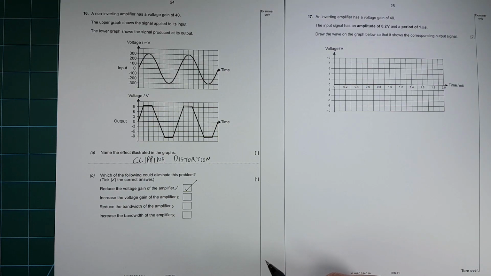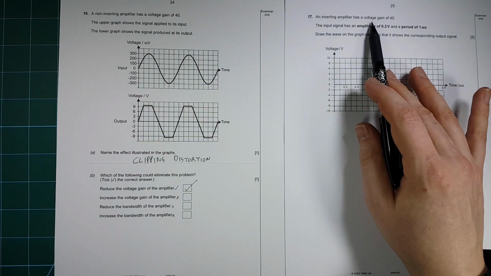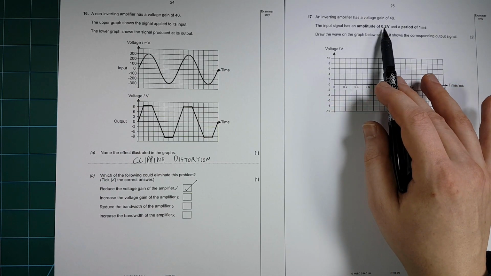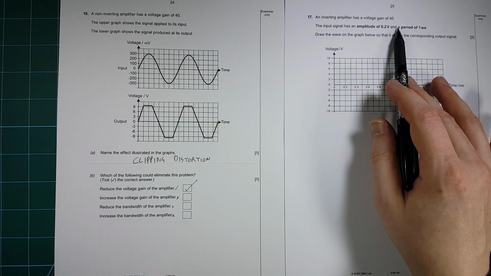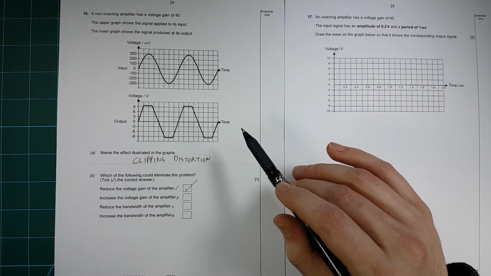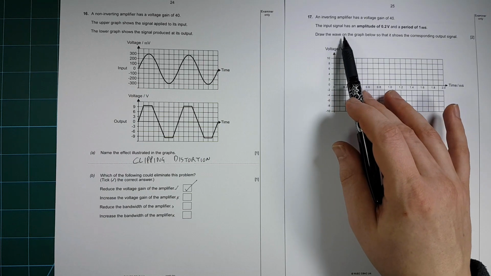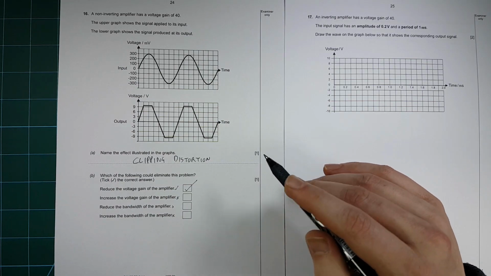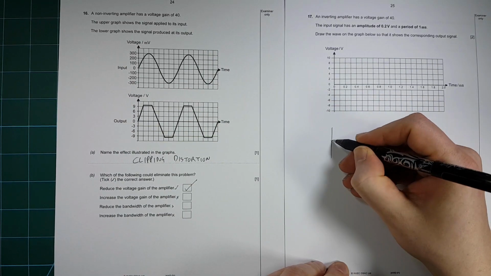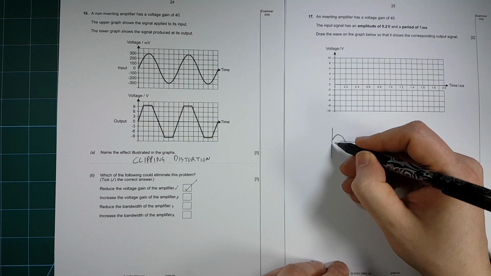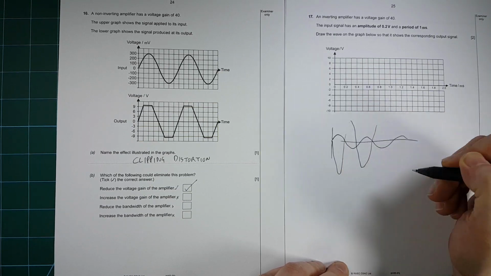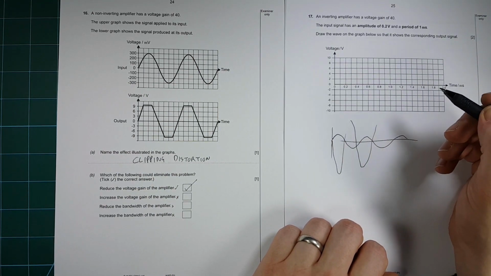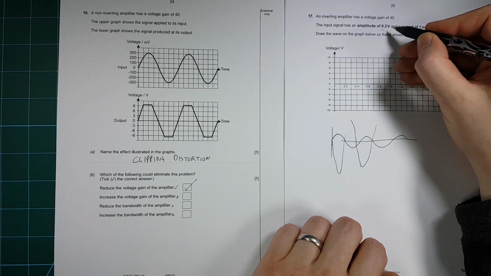Question 17. An inverting amplifier has a voltage gain of 40. The input signal has an amplitude of 0.2 volts and a period of 1 millisecond. Draw the wave on the graph below so that it shows the corresponding output signal. Right, so if the input signal is like that, then the output signal is going to be like that. Now, I don't think it matters where you start on a question like this, so we just need to work out what the amplitude is going to be.